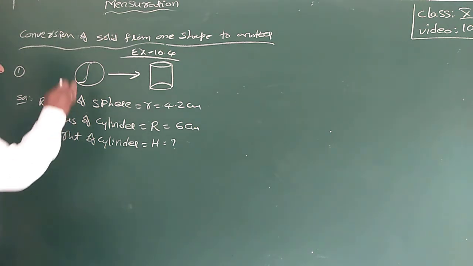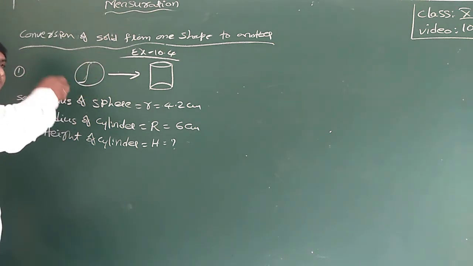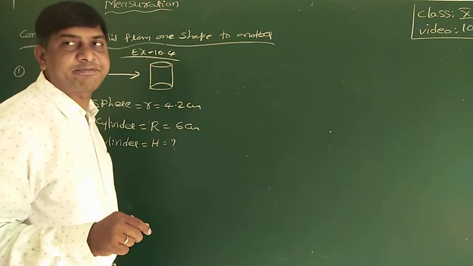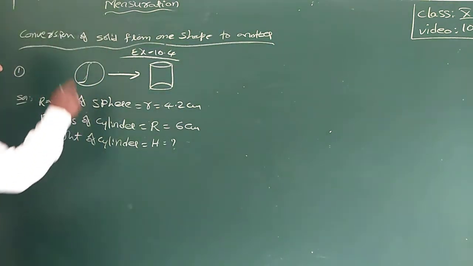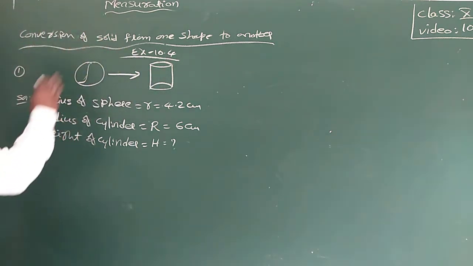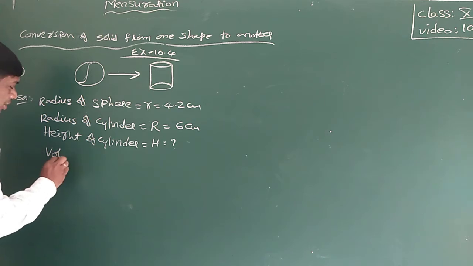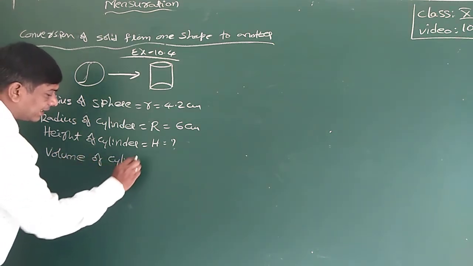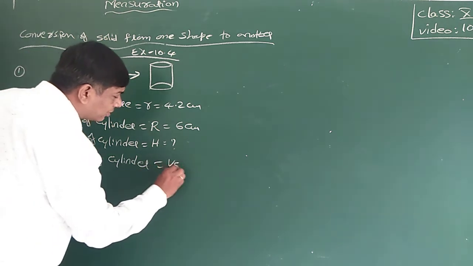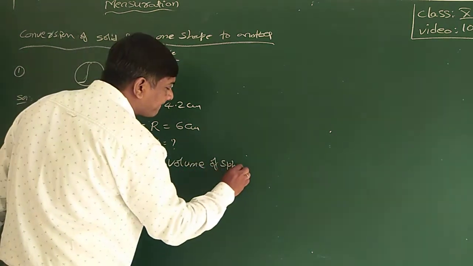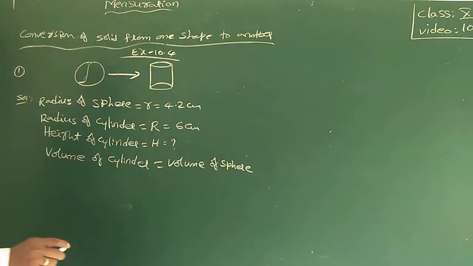Okay. Now, the sphere, whatever the material is there, the same material you are going to convert into cylinder form. Means the volume of the sphere and the volume of the cylinder are equal. So volume of cylinder must be equal to volume of sphere.